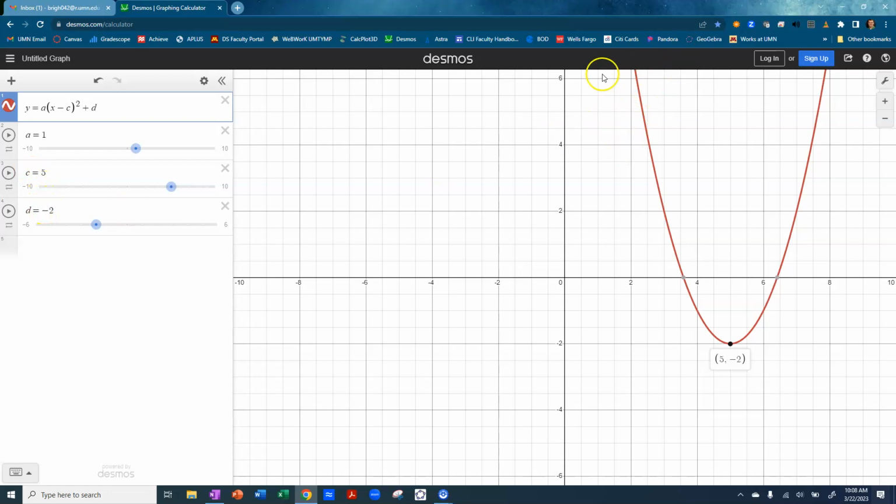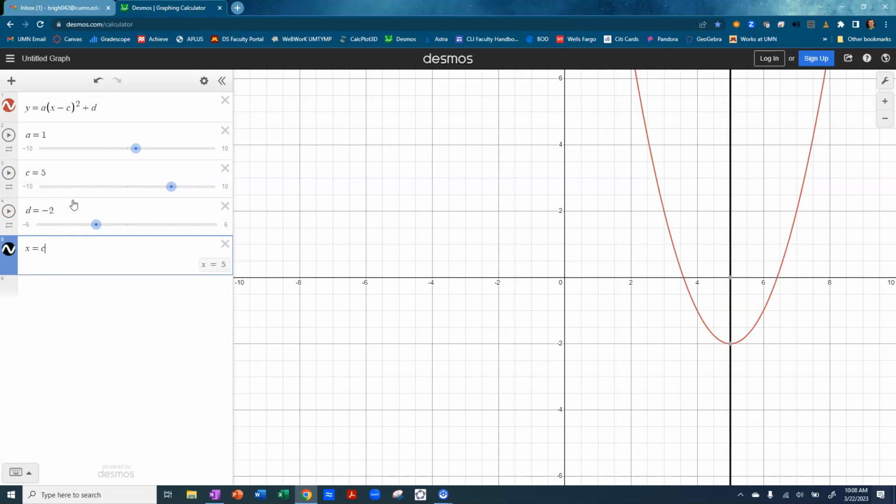Oh, okay. So in this transformation form, we actually can find the vertex quite easily. C would be the x value of the vertex and D would be the y value of the vertex. Oh, that's kind of nice. And then if we wanted to make the axis of symmetry appear, I can just add the line x equals C, okay? And there we go.